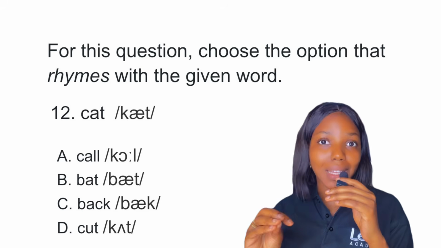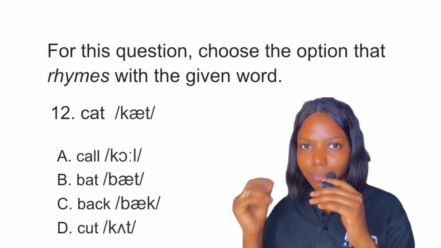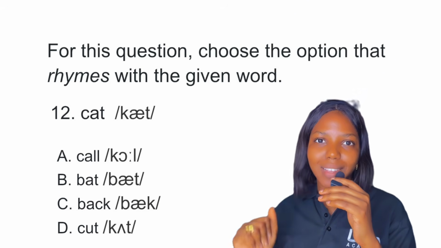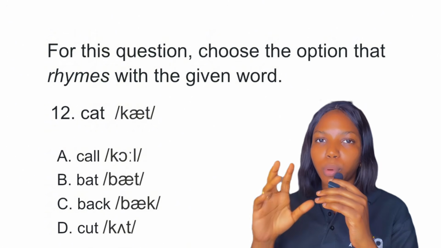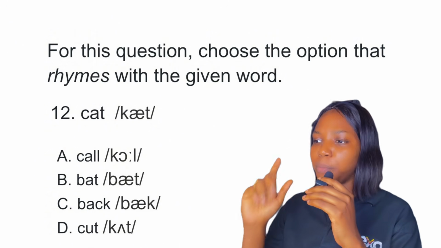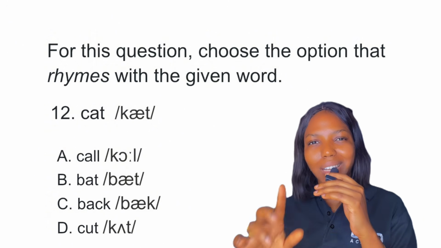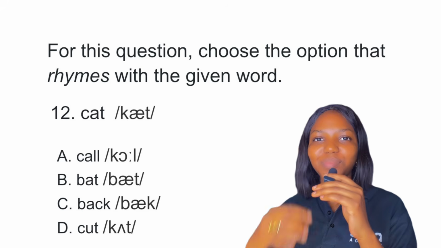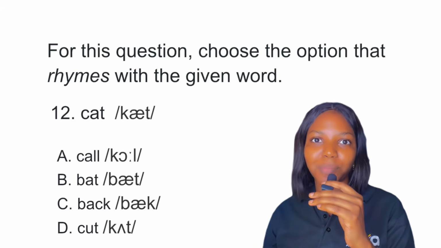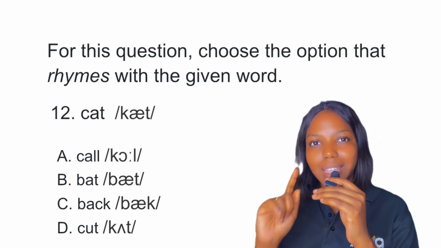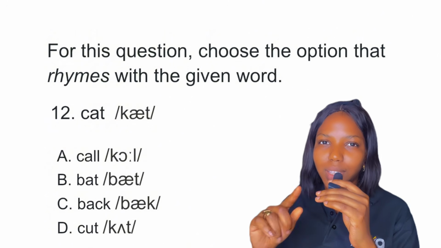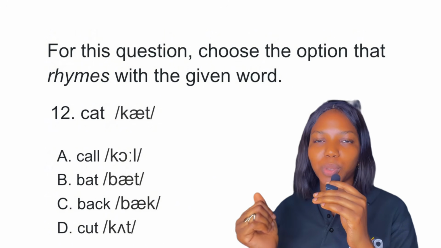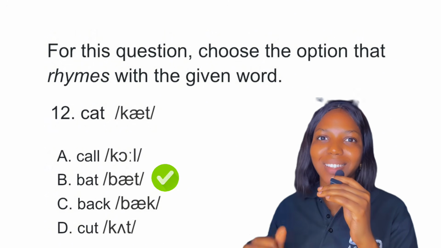Option B, we have bat. The last sound is t. Next is what? The a sound. So this rhymes, right? But we want to consider other options too, right? So option C, we have back. The last sound is k. Option D, we have cut. The last sound is t. Next is what? The uh sound.